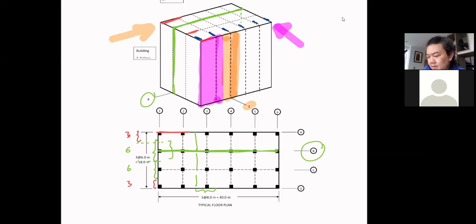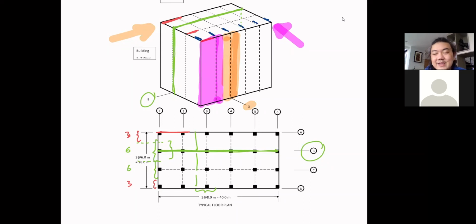But in this direction, in the purple direction, this is not purple. What color is it? I don't know. When the wind comes in this direction, you have a shorter frame, and you only have 4 columns. So the frame itself is going to be slightly less stiff, but you have more of them. So in the end, you may want to use all of them.